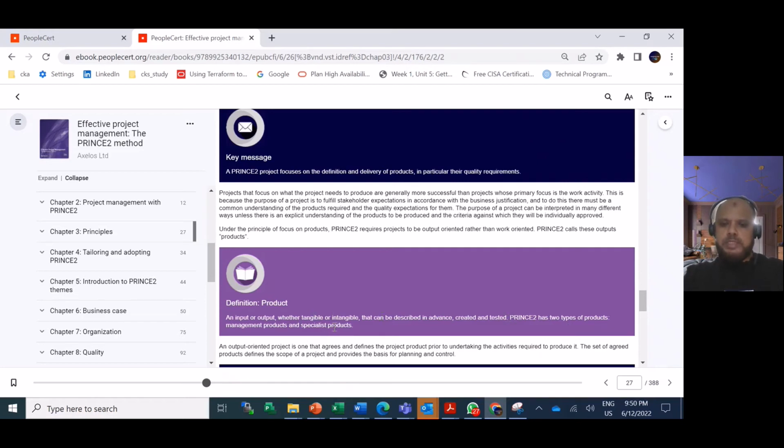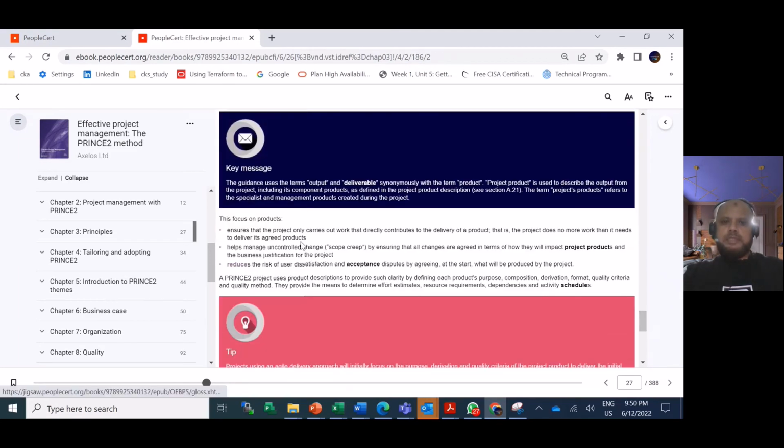So for a specific project, if you prepare each of the management stages, there are several products there. These are actually specialist products. But management products are, for example, the business case and the business benefit review plan. So these are the management products. We will discuss more later on when we review the other cases. The focus on products ensures that the project only carries out work that directly contributes to the delivery of the product. That is, the project does no more work than is needed to deliver its agreed products, and it helps manage uncontrolled change.